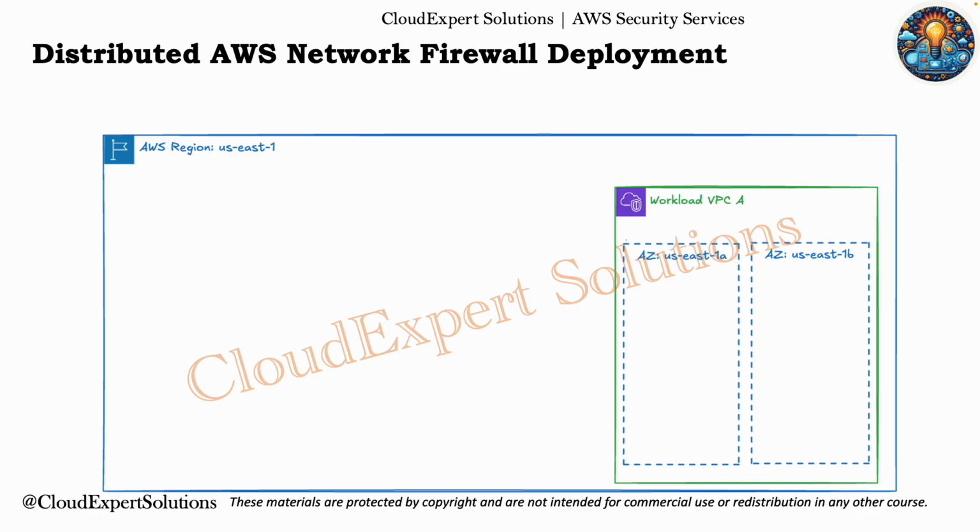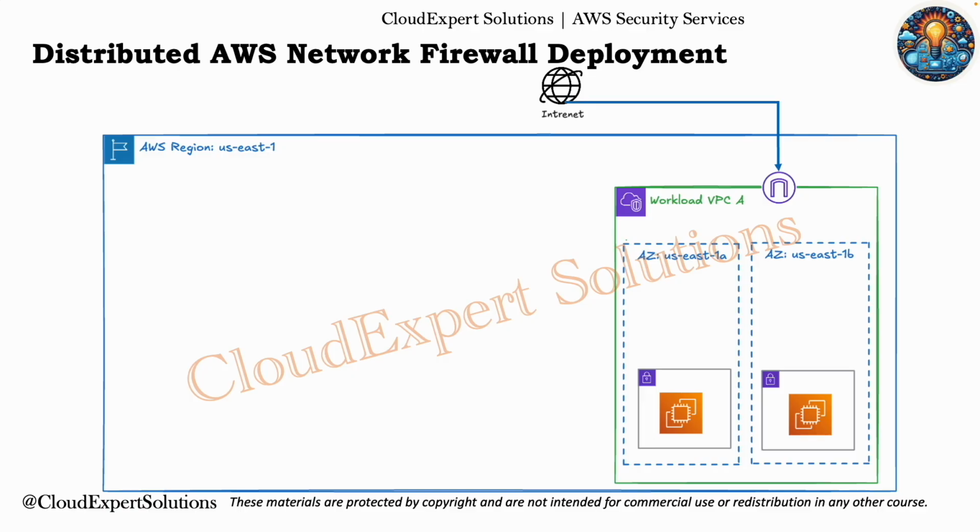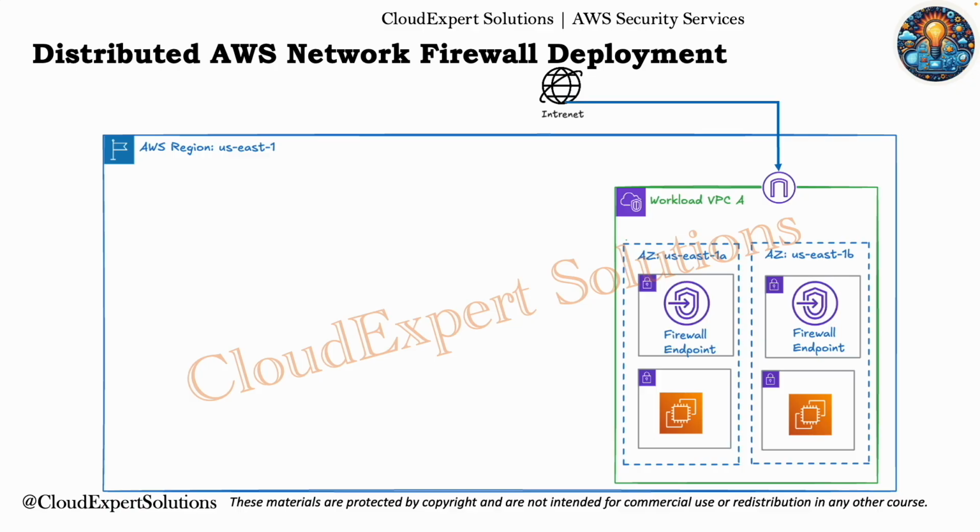Let's put the workload first. Maybe the workload has been deployed using Amazon EC2 in a private subnet. Now for internet connectivity, you may have an internet gateway at the VPC level. To protect the workload and scan traffic, you must create firewall endpoints at every availability zone your workload exists. The firewall endpoint should be in a dedicated subnet and it should not be in the workload subnet.